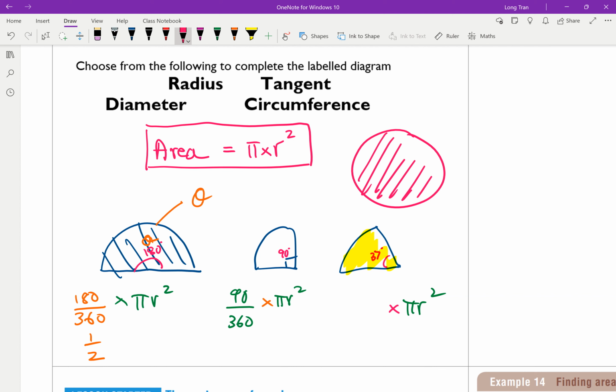So in this case, we know it should be 37 degrees out of 360. Type this in your calculator.